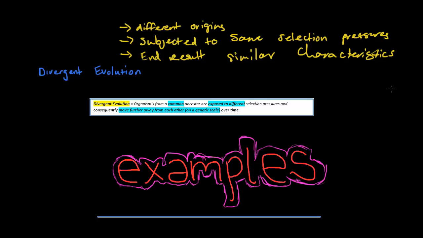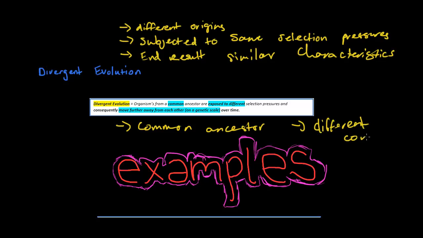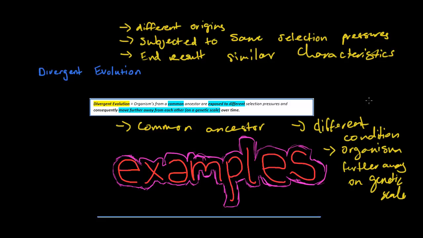Divergent evolution is when organisms from a common ancestor are exposed to different selection pressures and consequently move further away from each other on a genetic scale over time. So not necessarily physical, but genetically even. Let me just break this down as well. You've got a common ancestor, you've got different conditions, and you end up getting an organism which is further away on the genetic scale. Okay, we'll end that there, and we'll move on to some examples.